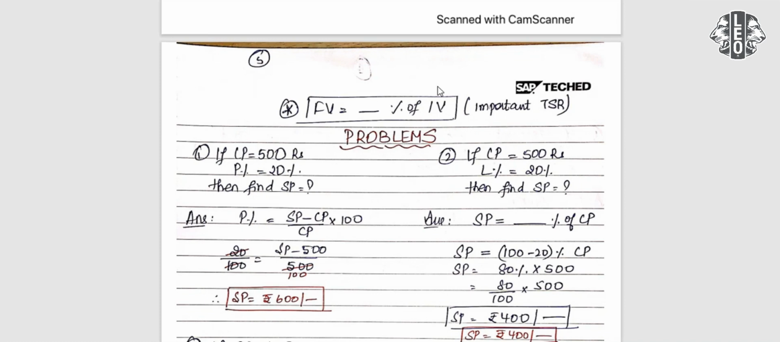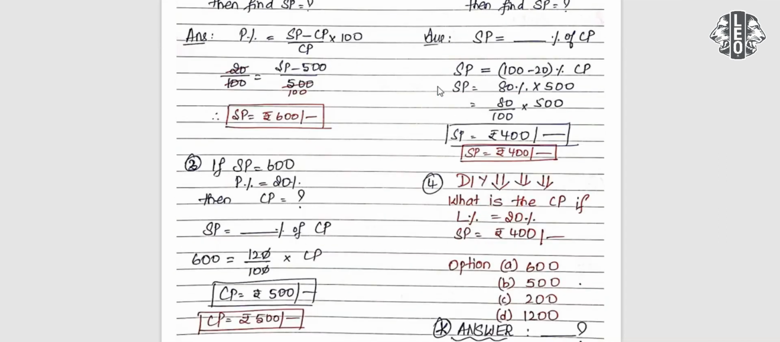Selling price is 100 minus, in the case of loss, 20% of cost price. Cost price is given as 500. 80% of 500. So nothing but 8 fives are 40, so 400. Selling price is 400. So let us see another example.